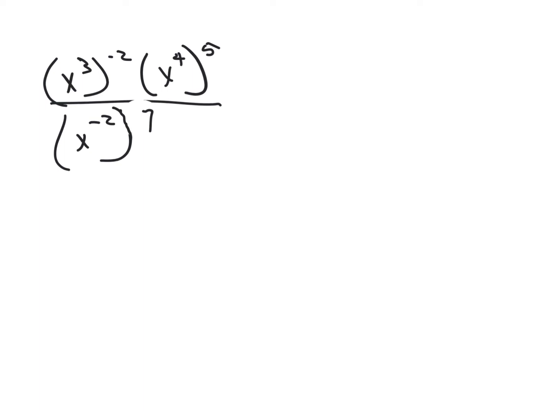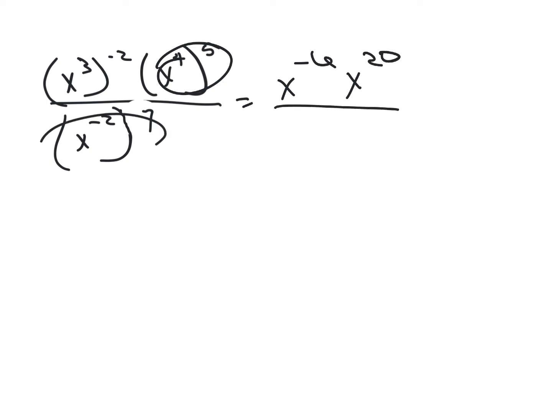Okay, so the first thing we're going to do is not move our letters into different positions because of these negatives yet. We're going to wait to the end and see if we end up with any negatives before we do that. So what we're going to do is use the power rule. And because these are at different positions, we're going to write that as x to the negative 6. We're going to write that as x to the 20th. And we're going to write this as x to the negative 14.